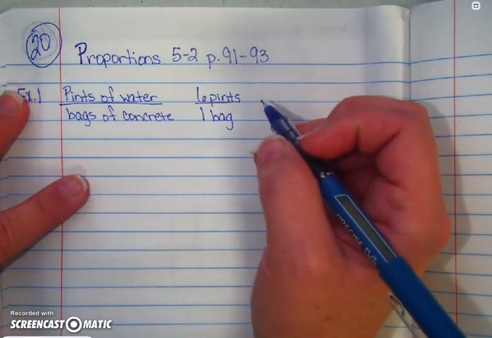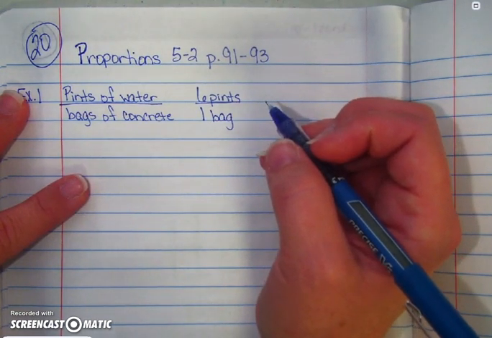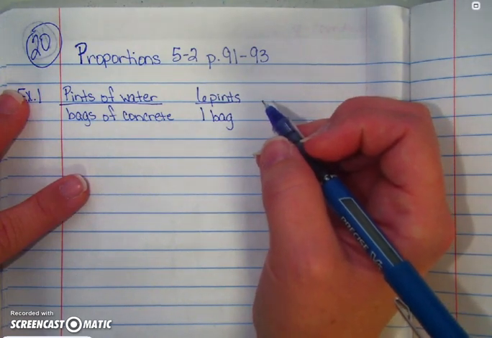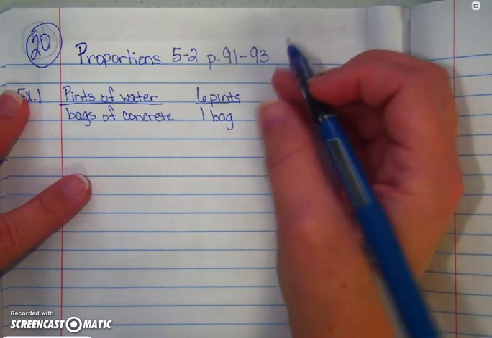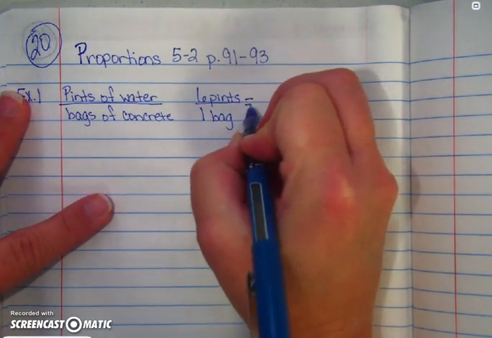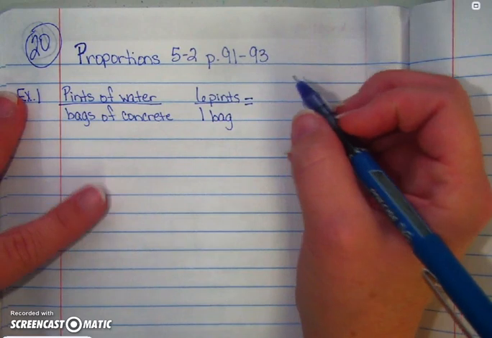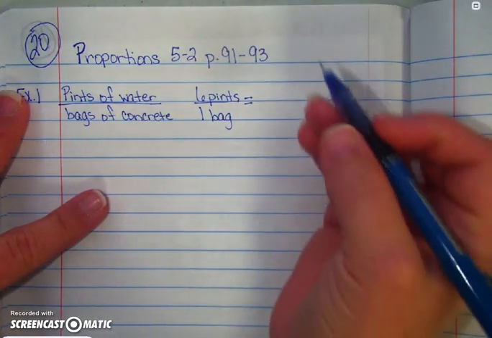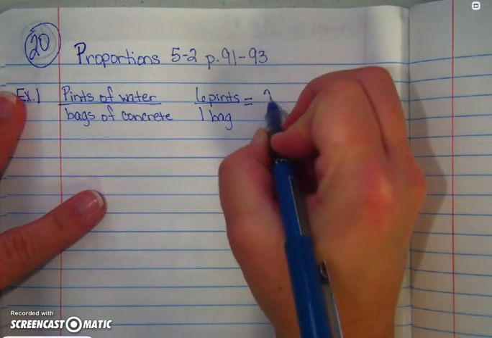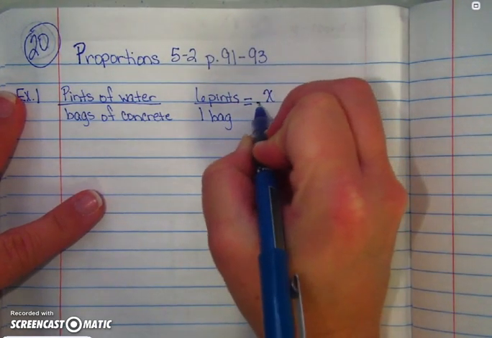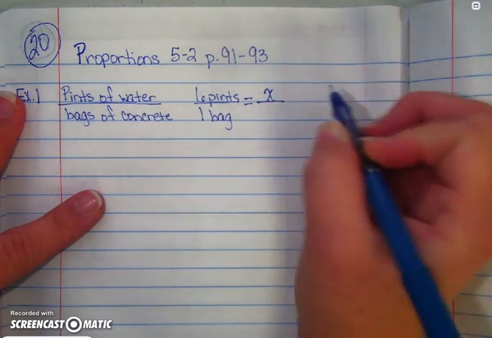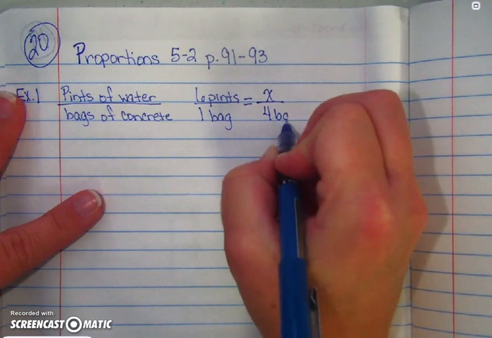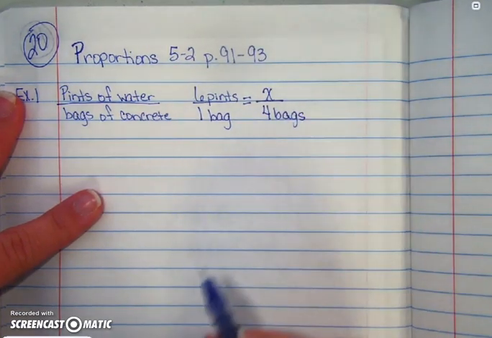But our question says, how many pints of water will Tom need for his 4 bags of concrete mix? So we're going to solve this by using a proportion. I know that we can solve this one easily in our head, but we want to use a proportion. So we want to know how many pints of water. That is going to be our x. This is our unknown for 4 bags of concrete.